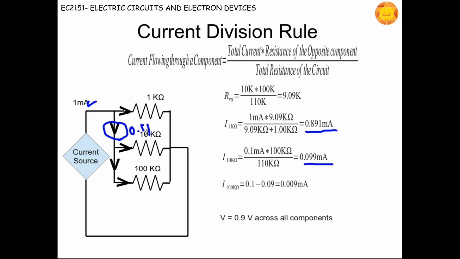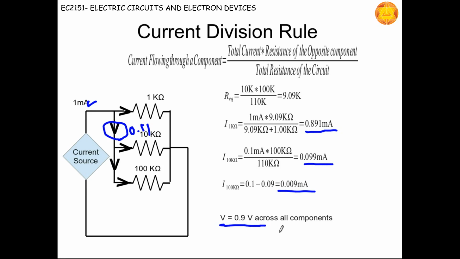So out of 0.11, approximately 0.09 milliamps of current will be flowing through this path. The remaining current will be flowing through the 100 kilo ohms, which is also about 0.09 milliamps. If we calculate the voltage across each by the formula V equals I times R, Ohm's law, we know the value of I is 0.891 milliamps and R is 1 kilo ohm, so it comes to approximately 0.9 volts.